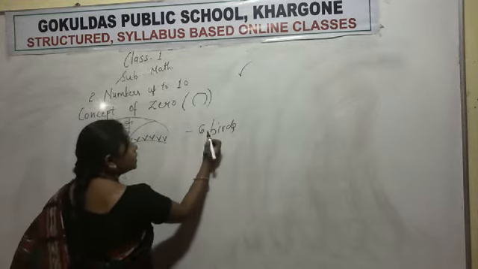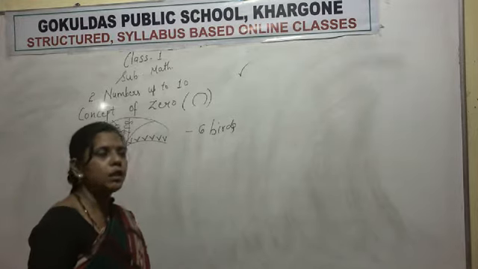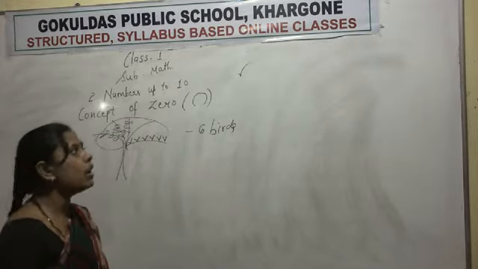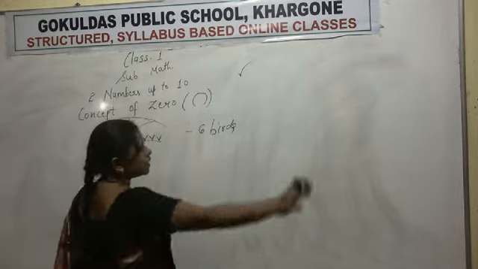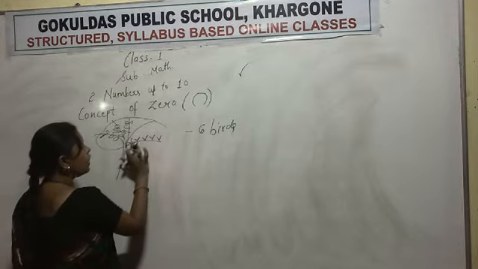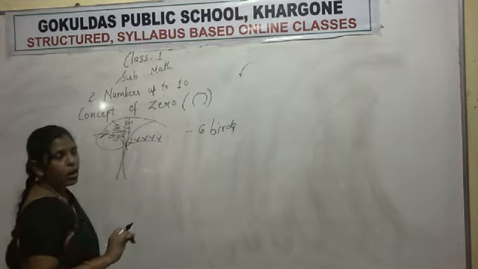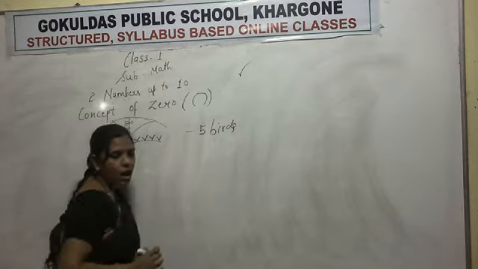Now I will write 6 here because one bird flew. So only 6 birds are there. Again one more bird flies in the sky. Now how many birds are sitting on the tree? 1, 2, 3, 4, 5. Five birds.